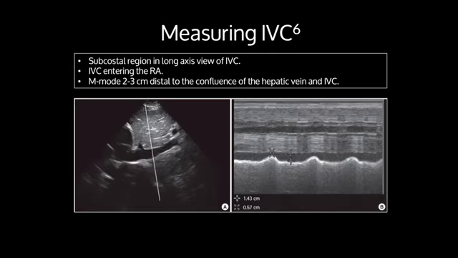Changes in size throughout the respiratory cycle are identified with the machine in M mode. Measure the diameter 2 to 3 centimeters distal to the confluence of the hepatic vein and the IVC. So here's the hepatic vein and here's the IVC.